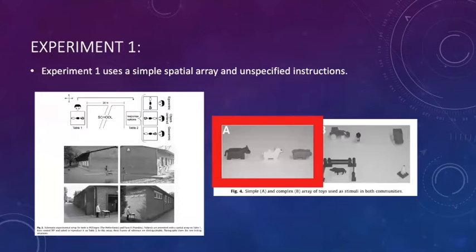Experiment 1 uses a simple spatial array and unspecified instructions. 12 children from each of the communities were requested to do a task which involved memorizing a spatial array and then reconstructing it at a different location. In both cultures, 2 tables were placed on opposite sides of the school building, and a spatial array of toys was placed on table 1.